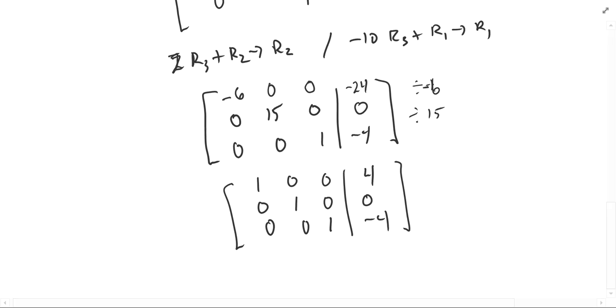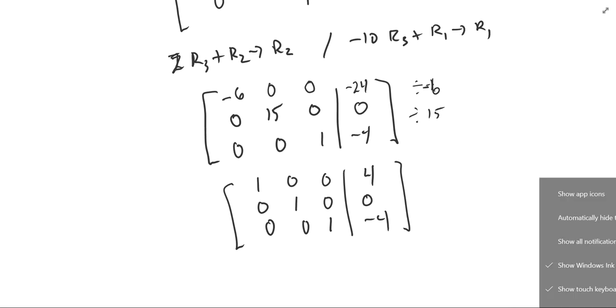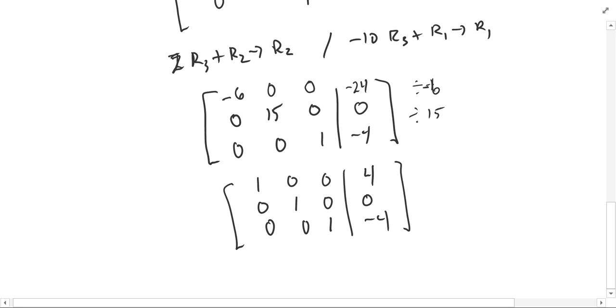And we're all done with our equation. We've got it in that row reduced echelon form. And we can just read off our solutions now. That first equation is really just x equals 4. The second equation is y equals 0. And the third equation is 0x plus 0y plus z equals negative 4. So that just is z equals negative 4. So our solution is x equals 4, y equals 0, and z equals negative 4.